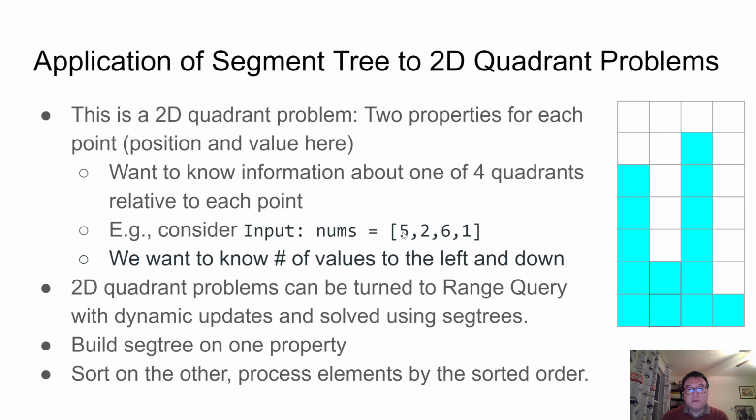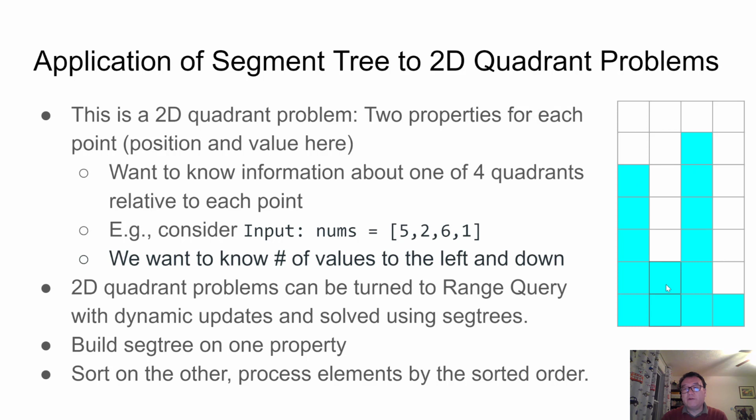We are given a bunch of values in an array. Each of the elements has 2 properties, the location in the array and the value. So I use this to graphically illustrate this point. This represents 5, going up is the value 5, and the position is the first element in the array. This represents 2, this represents 6, and this represents 1. So the query we want for the 5 is how many points are in the 4th quadrant, if you will, with this as the origin point: to the right of this point and below this point. So how many points are there? It turns out there are 2.